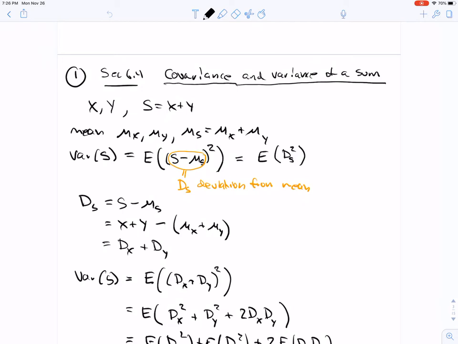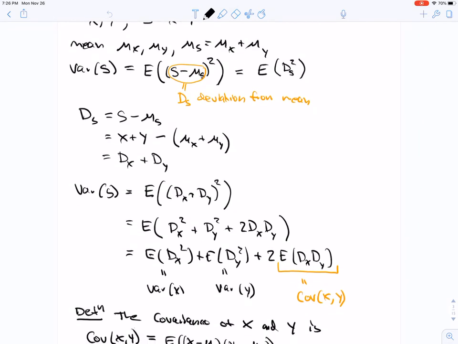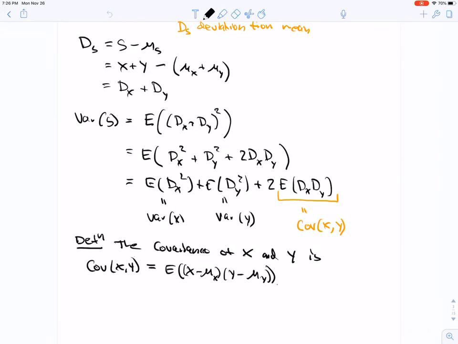When we have a sum of two random variables, the variance of this S, X plus Y, is defined as the expectation of the deviation squared, and the deviation of that sum can be broken up as the deviation of X plus the deviation of Y. So the variance of S is the expectation of the deviation of X plus the deviation of Y, squared, which when you FOIL, you get the expectation of the deviation of X squared plus the expectation of the deviation of Y squared plus 2 times the expectation of deviation X times deviation Y. The first two terms are variance of X plus variance of Y, and then we get a covariance term.